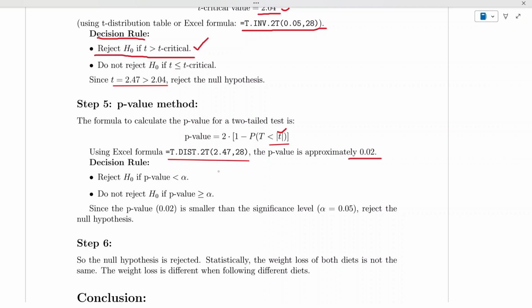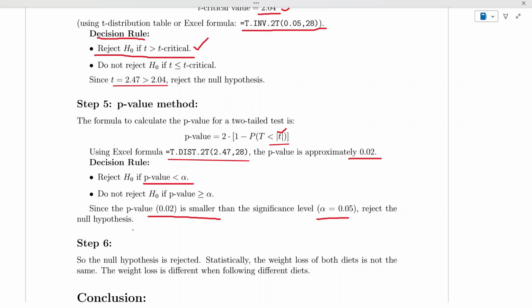We have two things here. One is the p-value, and the other is the significance level alpha. The decision rule says to reject the null hypothesis if the p-value is less than alpha, and do not reject the null if the p-value is greater than alpha. Since the p-value is smaller than the significance level, we reject the null hypothesis. Therefore, both methods give the same conclusion of rejecting the null hypothesis.